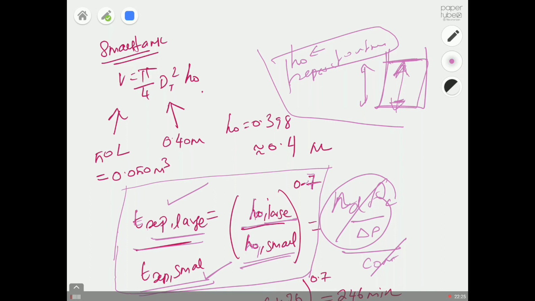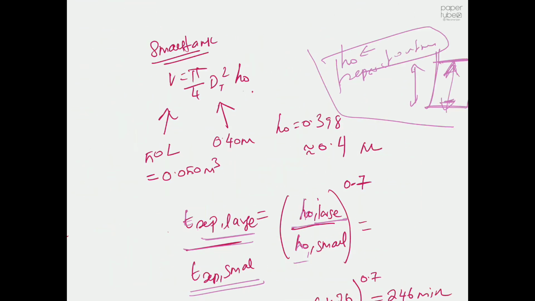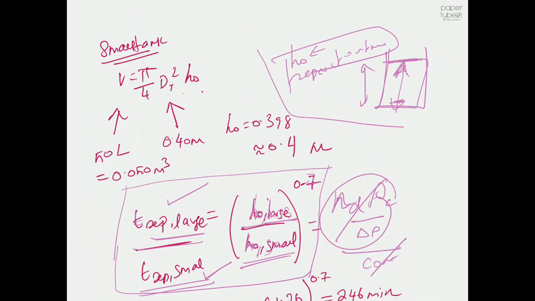So how to get the final answer? We need to calculate the H0 in the large tank and then H0 in the small tank. H0 is nothing but your initial condition, which is here. This H0 we can calculate from the volume. So we know the volume of the dispersed phase. So I said to you we are to go back to your question.